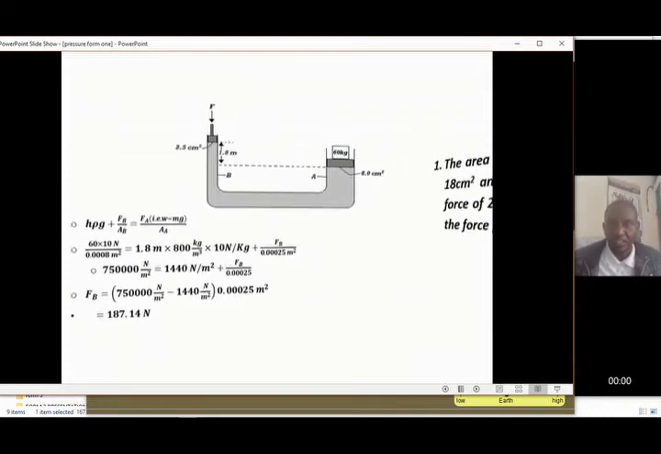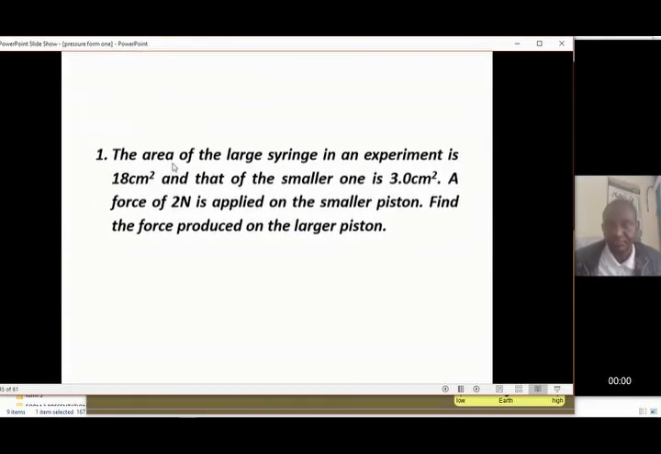Now, we move to another question. The area of the larger syringe in an experiment is 18 and the smaller syringe is 3. A force of 2 Newton is applied on a smaller piston. Find the force produced on the larger piston.